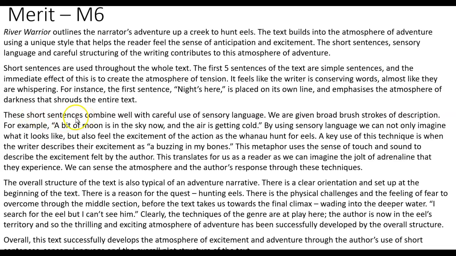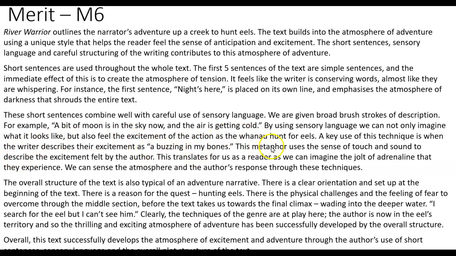Another key thing is to weave your language features together. These short sentences combine well with careful use of sensory language. So that's a deliberate linking between the two. And again, I do that somewhere else. A key use of this technique is when the writer describes their excitement as a buzzing in their bones.